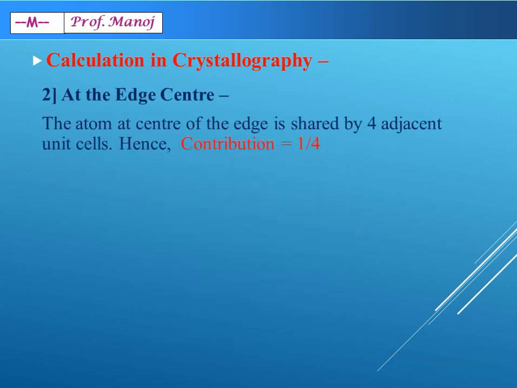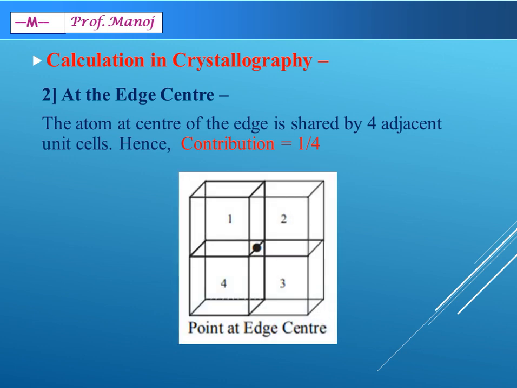What about atoms at the edge center? See the diagram for better understanding. You can see the center of an edge, and that single edge belongs to 4 different unit cells. So the contribution is 1 upon 4.